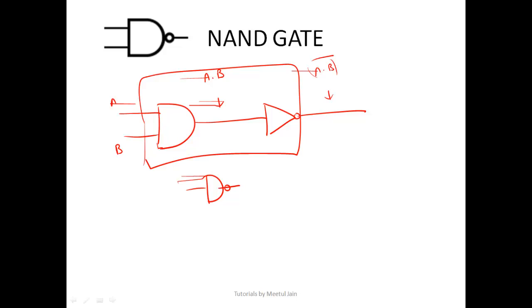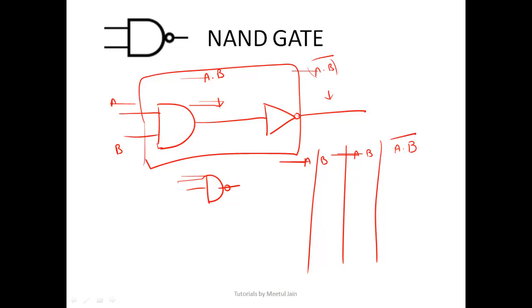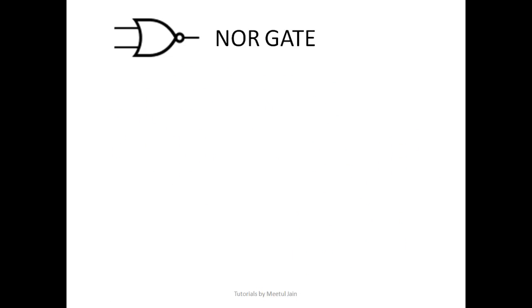So its truth table would be somewhat like this: A, B, A and B, and the negation of A and B. So 0, 0, 1, 1, 0, 1, 0, 1. A and B would be 0, 0, 0, 1. Its negation would be 1, 1, 1 and 0. So that is a NAND gate. A NOR gate is similarly an OR gate with a NOT.